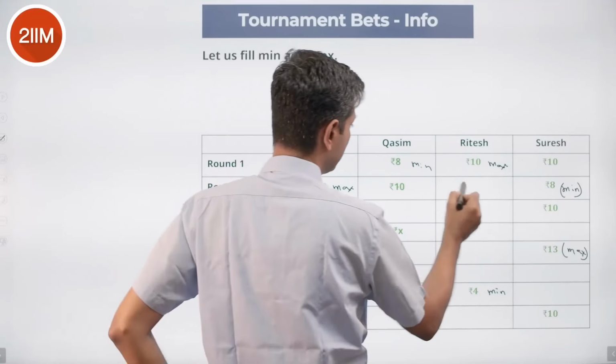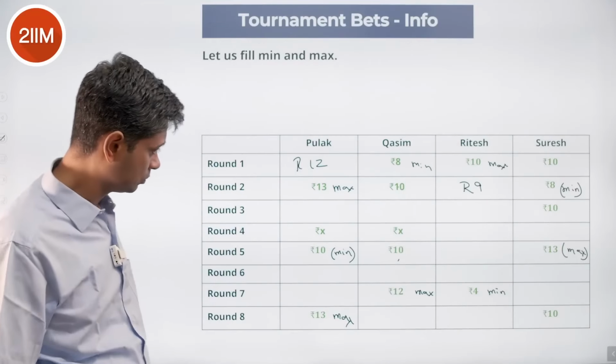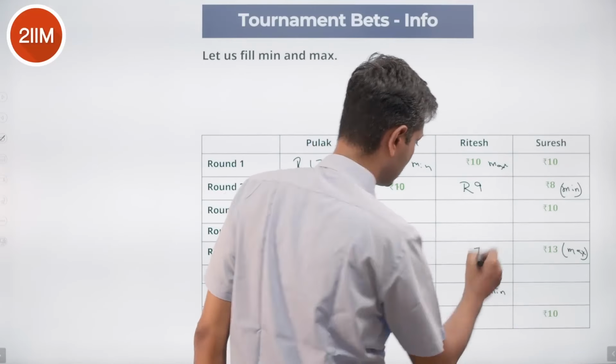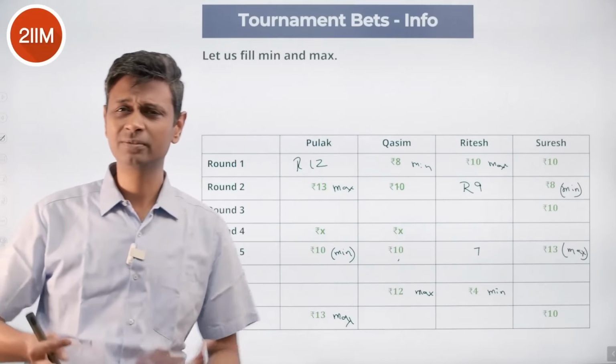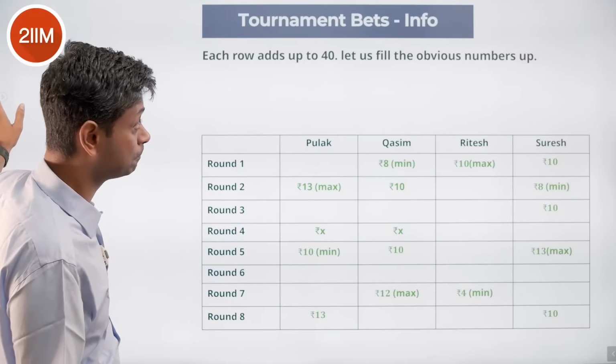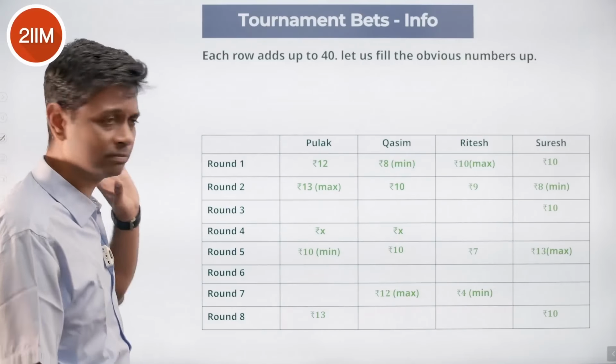13 plus 8, 21, 31. This is 9. 10, 10, 20, 13, 7. These numbers we can fill. And so the maximum and minimum we can fill. We can fill the obvious numbers up. 12, 9, 7. Got so far.